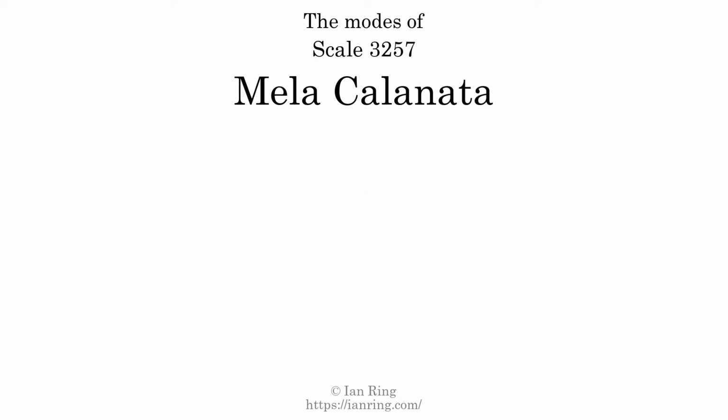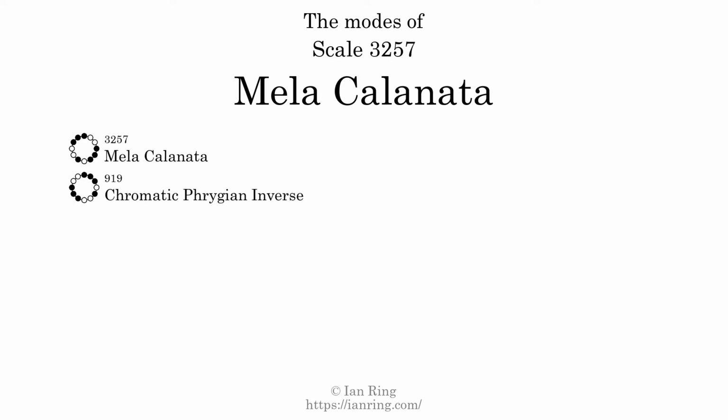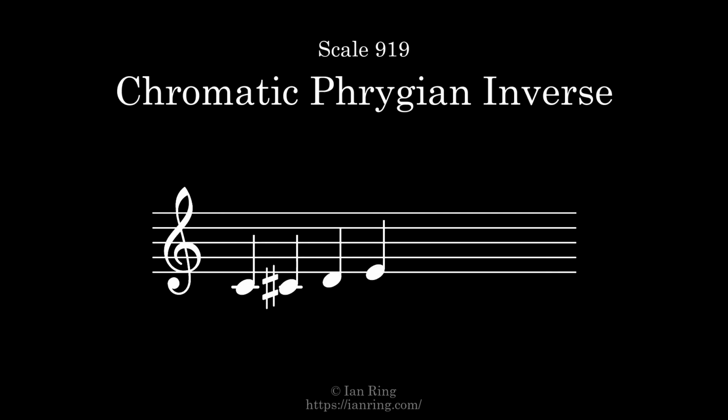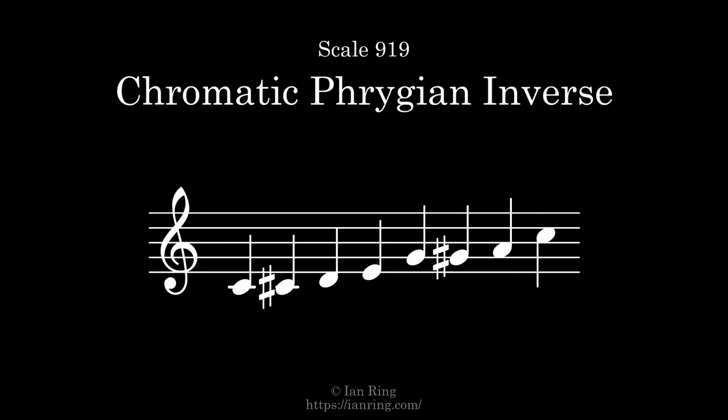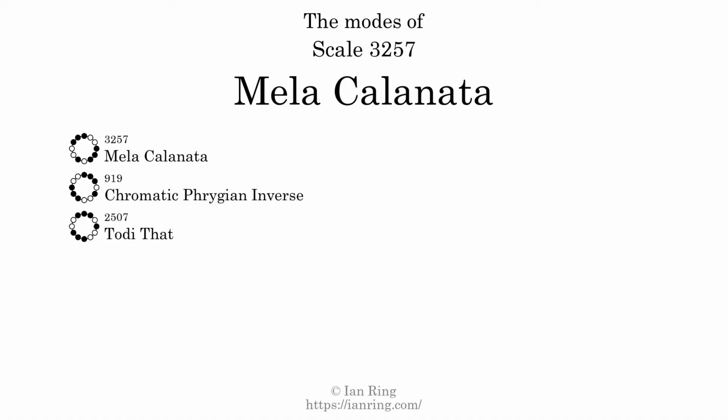This scale has 7 modes. The first mode is itself. The second mode is scale 919, also known as chromatic Phrygian inverse. It sounds like this. The third mode is scale 2507, also known as Todi that. It sounds like this.